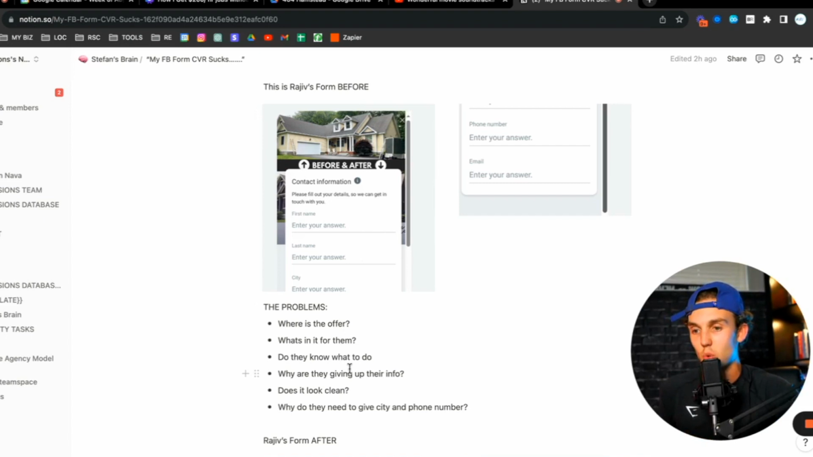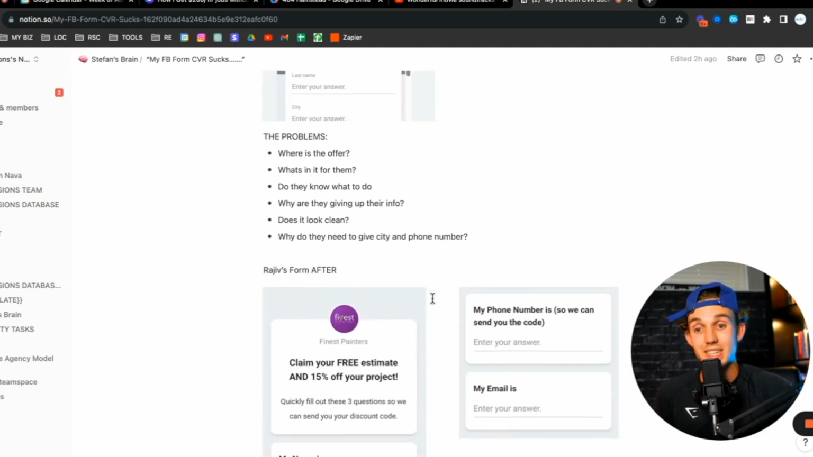And then the last two things here, it doesn't even look that good, right? It's visually unappealing. You can't even see the after picture, right? The after picture is hiding, which negates the whole purpose of having a before and after picture. And the last one is, why do they need to give their city and phone number and email address and all these other things? Is it needed? Precursor, it's not needed. So let's go to after, and then we'll talk about what we changed and why we changed it, so you can implement the exact same things into your form so it can convert higher.